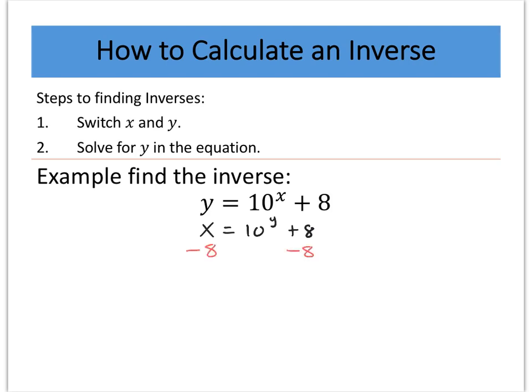And I'm going to do PEMDAS backwards. And what I mean by that is I want to undo subtraction and addition first before I undo the exponent. And now I feel stuck. How do I get this y out of the exponent? Well, I'm going to use that handy exponent to logarithm property and convert this to a logarithm. So that would be log base 10 of the answer that I had, which is x minus 8, equals y.